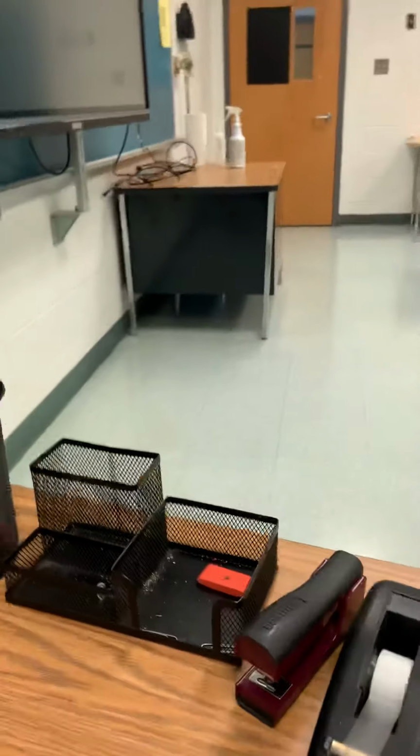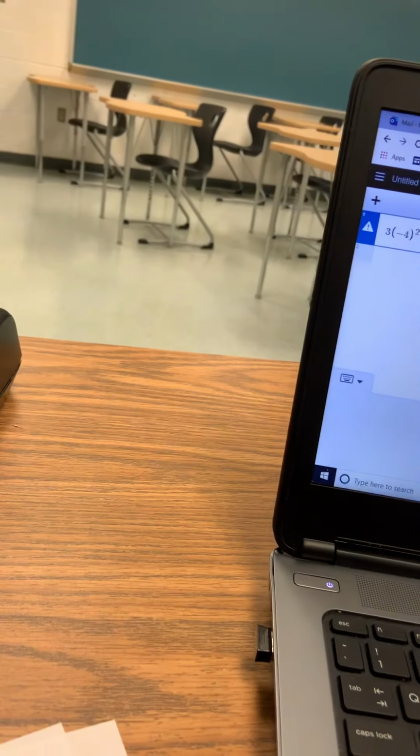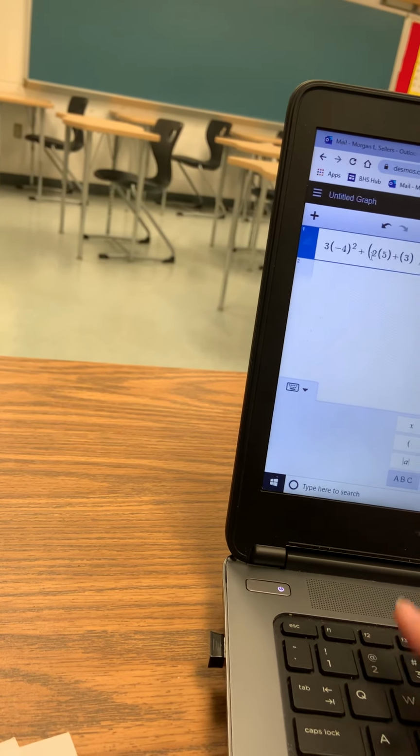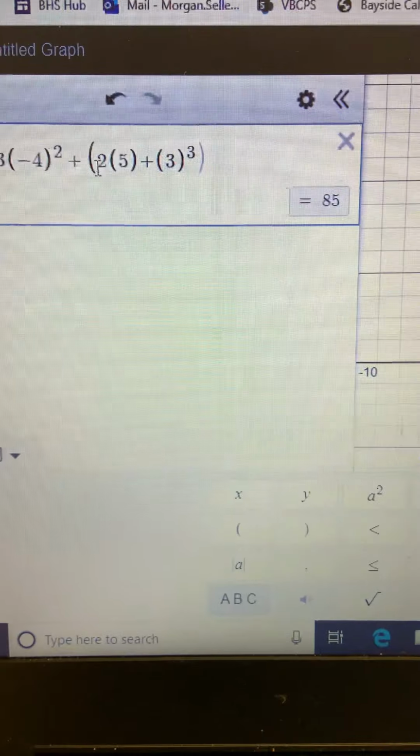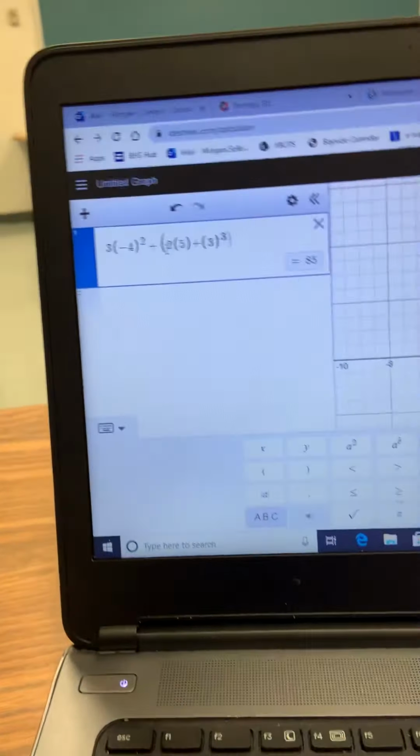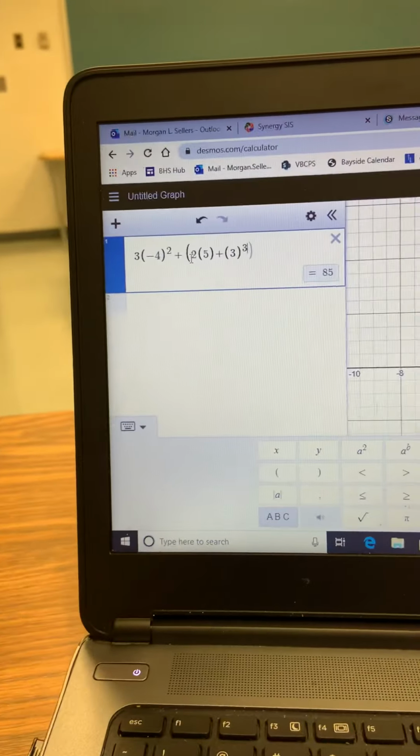Okay. Plus 3 cubed. Okay, so I got 85. Got 85. Okay, so again, it's good to check yourself before you wreck yourself.